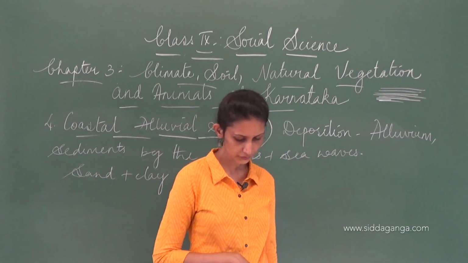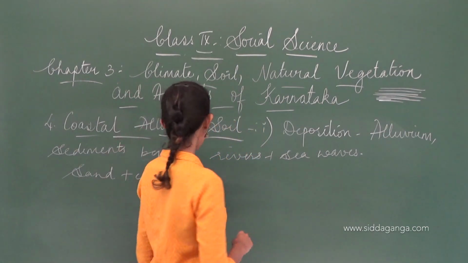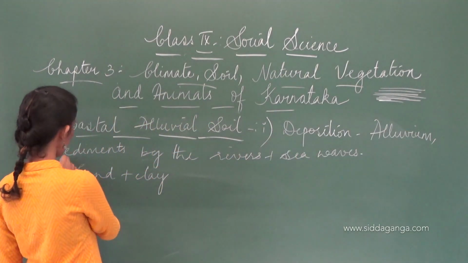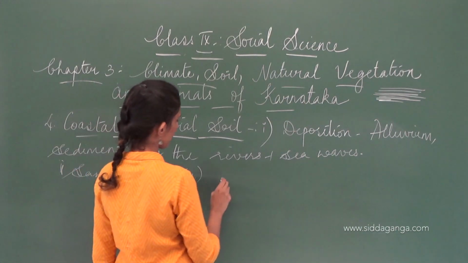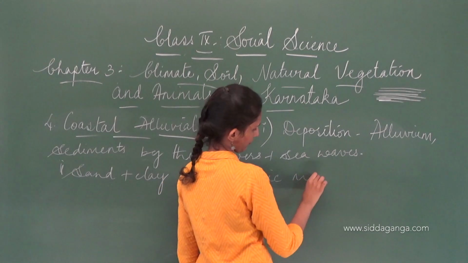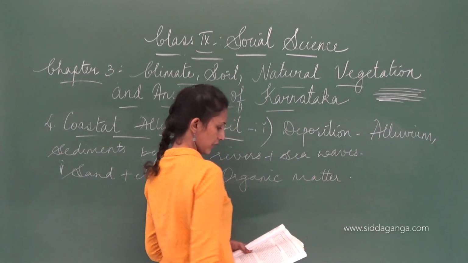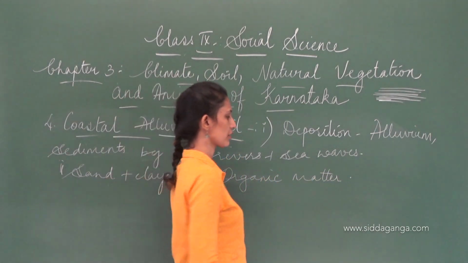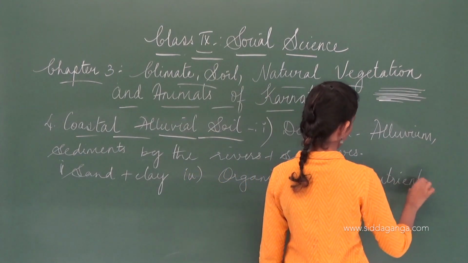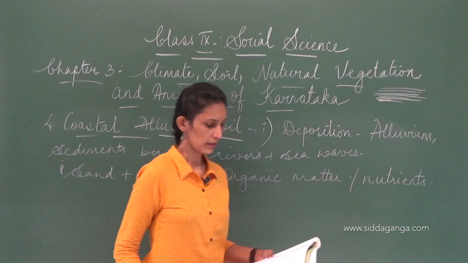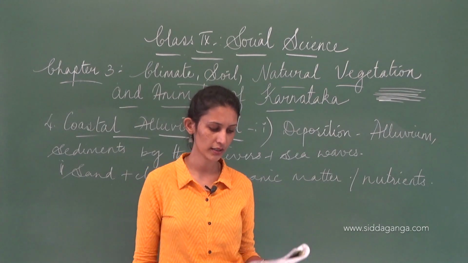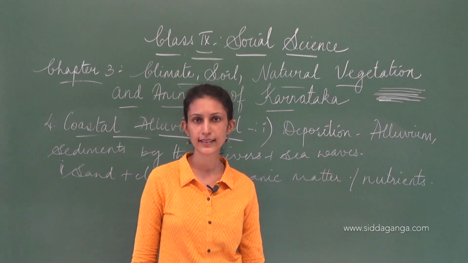Now it has a lot of organic nutrients in it. So write that as the second point and write this as the third point. It has a lot of organic matter, or organic nutrients. Now what's grown here is paddy, cashew, coconut, arecanut, banana. They grow in this kind of soil.